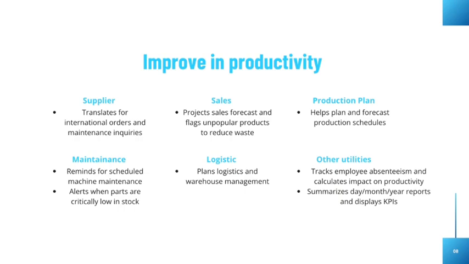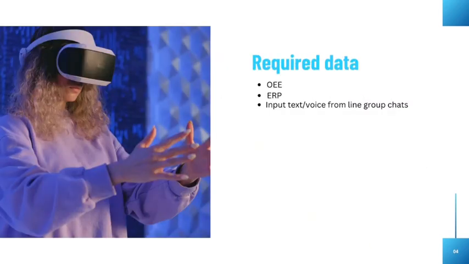Logistics and warehouse management are mentioned too, suggesting optimization there. So, tying into the supply chain flow. And it even tracks employee absenteeism, calculates the impact on productivity, summarizes reports, KPIs, monitors machine stats like cycle time, temperature. Wow. Okay. So it's really aiming for a holistic view, pulling data from multiple sources to paint a full picture. It does specify the data needed: OEE, ERP inputs, standard operational data sources, and text or voice from line group chats. Yeah. That's interesting. Tapping into informal comms too. Yeah, that suggests it's trying to capture insights from everywhere, not just the formal systems. Turning chatter into actionable data, maybe?